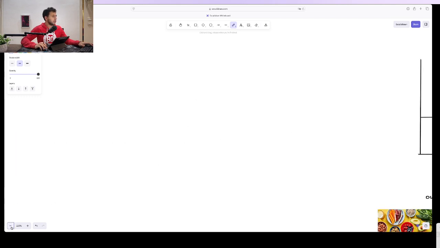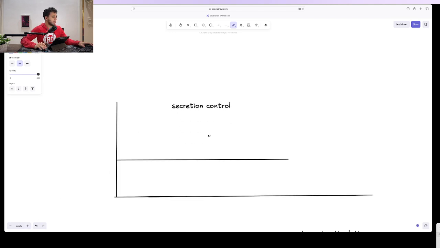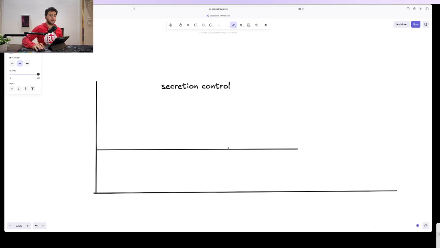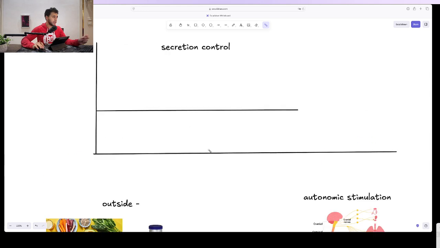Now we're going to talk about the secretion control. Our saliva is continuously secreted throughout the day. As long as we are awake, we continuously produce saliva. So our saliva looks like this, a continuous production. But there are two ways to increase the secretion.